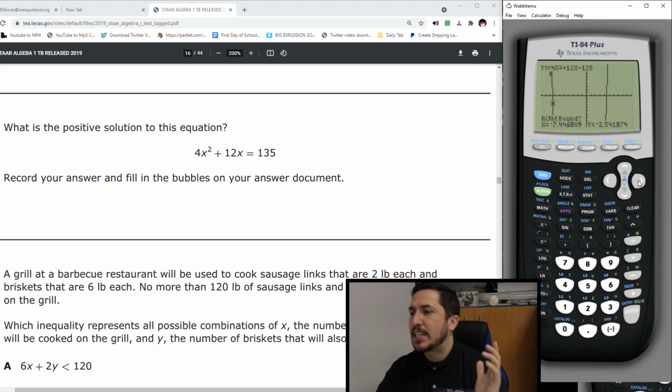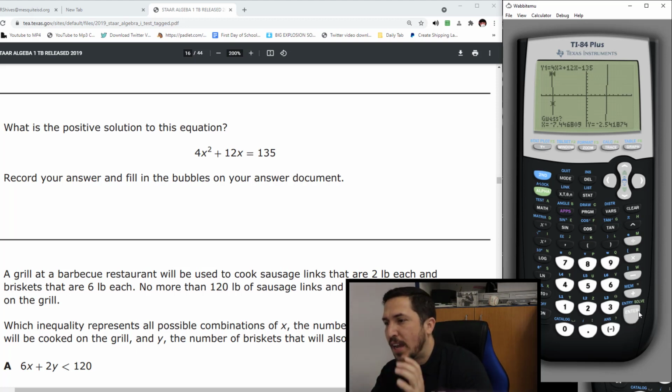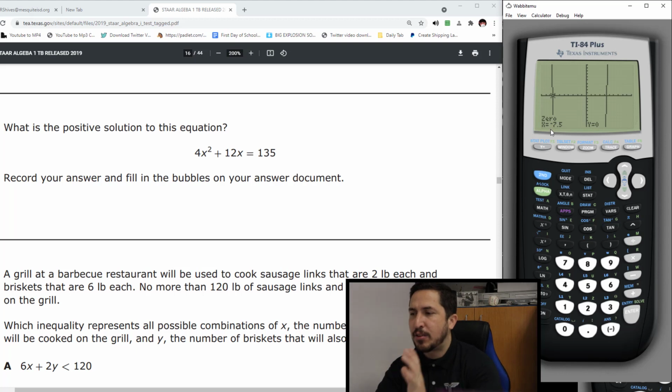Hit enter. Then he asks to be on the right-hand side. So scoot him over. Hit enter. Then he says guess. No, I don't want your guess. I want the answer. So hit enter. Now it says 0. My answer here is negative 7.5. But it says he wants the positive one. So no problem. Let's go do it to the other side.